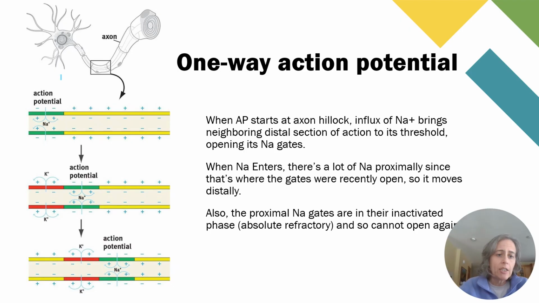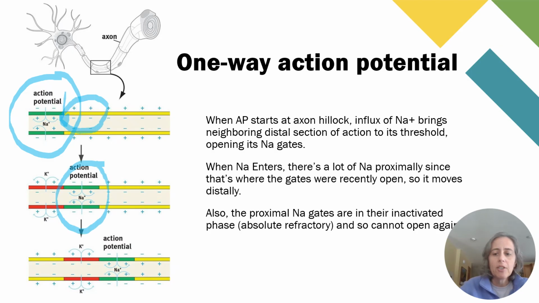So when the action potential first starts at the axon hillock, voltage-gated sodium channels open. Sodium moves inside of the cell with its positive charge. That causes a depolarization of that section of the axon. So then this next section of the axon, its voltage-gated sodium channels are going to open, and sodium is going to rush in there. Now, when sodium rushes into the axon, it's not going to want to go proximally.